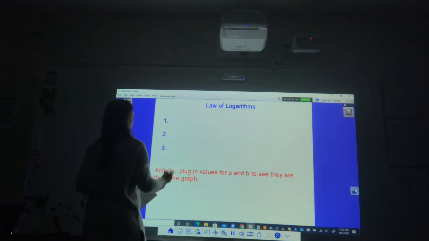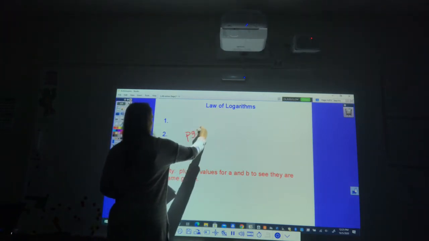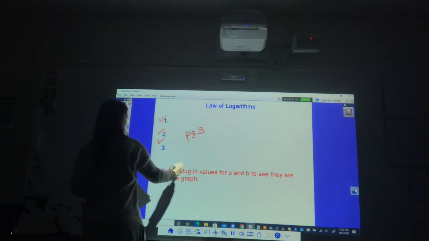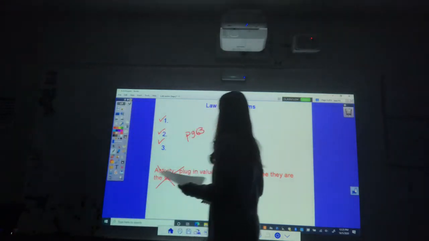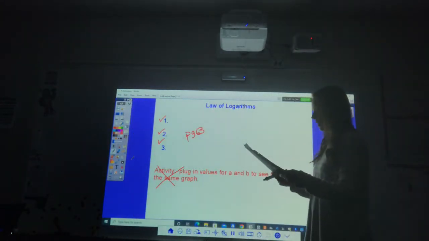Oh, my pen's not working. So just write down these 3 rules. Page 63. Write down those 3 rules, and we're not going to do the activity. If we were in class, we would do the activity.